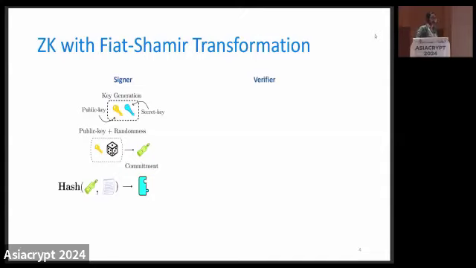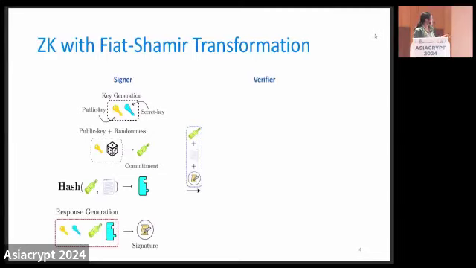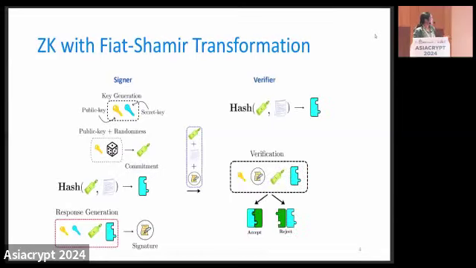Now the Fiat-Shamir transformation is used to make a signature scheme from the previous interactive zero knowledge based framework. So here the signer plays the role of the prover. The signer generates all the commitments, and it also generates the challenge by itself by using these commitments. And then the signer generates the response and sends it to the verifier, and the verifier verifies whether all of this information is valid or not.